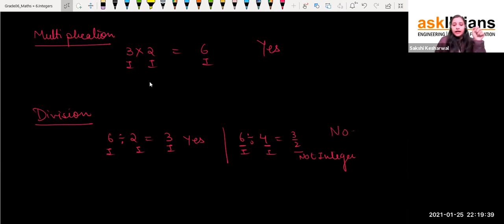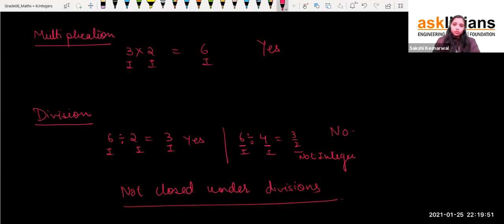So we say that overall it is not closed under division, not closed under division, right? Integers are not closed under division. This is true, right?